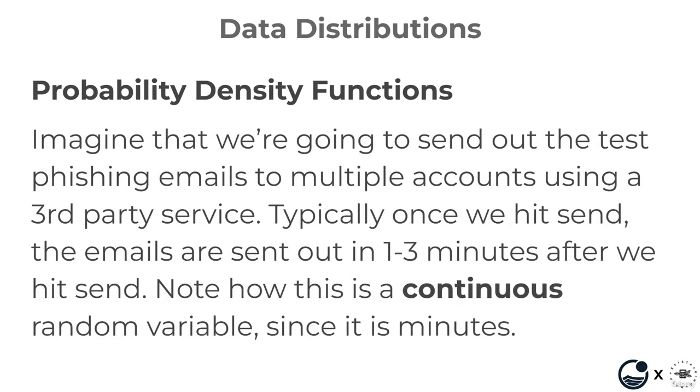Imagine that we're going to now send out the test phishing emails to multiple accounts using a third-party service. Typically, once we hit send, the emails are sent out within 1 to 3 minutes after we actually push the button. Note how we're now framing this problem differently. It's now actually a continuous random variable if we're thinking about the question, how long after I hit send will the phishing email actually take to go out to the person.